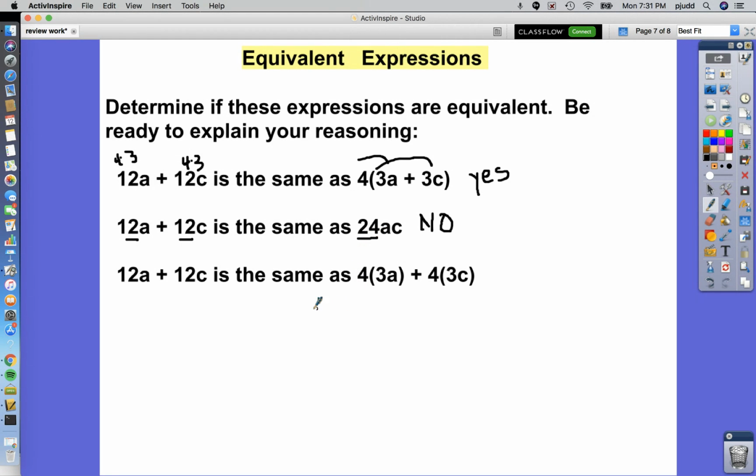So looking at the last one, 12a plus 12c is the same as 4 times 3a plus 4 times 3c. Are those the same?